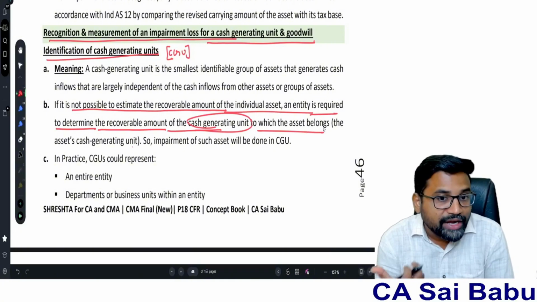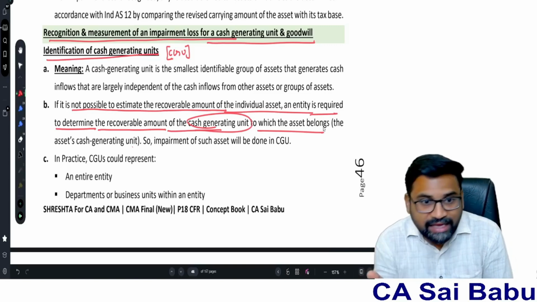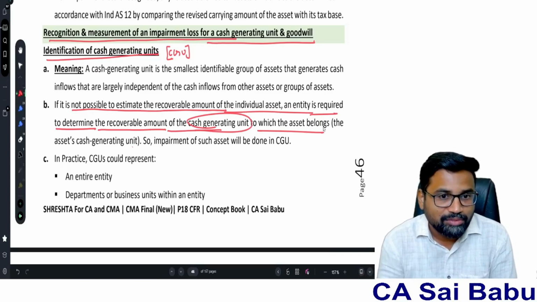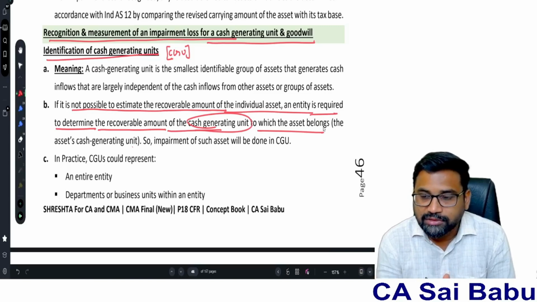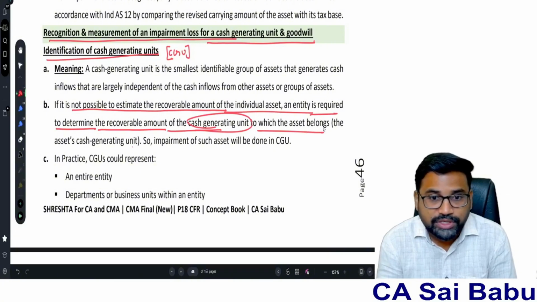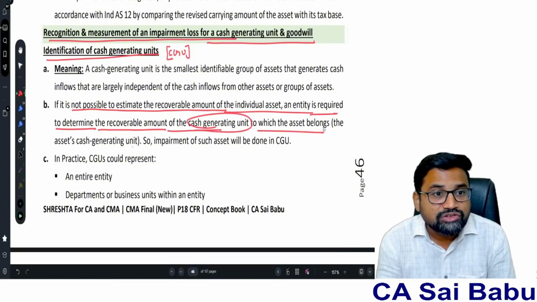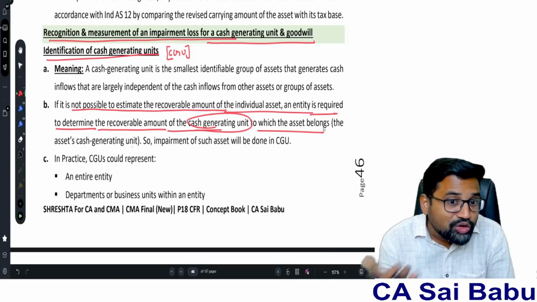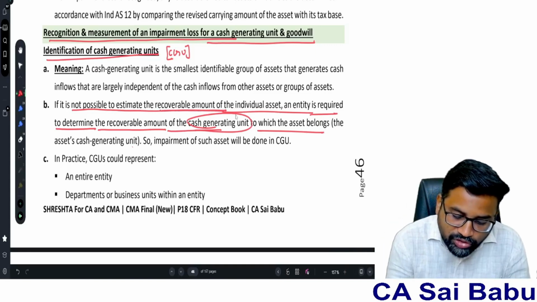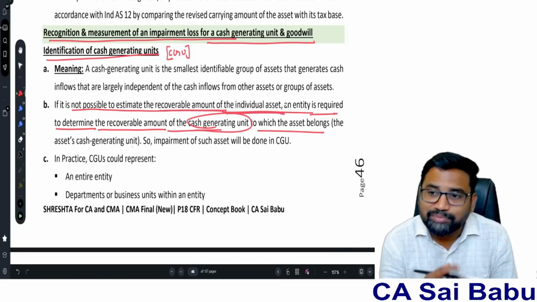Then how to find out the recoverable amount? Without finding recoverable amount, it is not possible to say whether there is an impairment loss or not, because we will compare carrying amount with recoverable value. When the carrying amount is more than recoverable value, then we say there is an impairment loss. But here, to find out the recoverable value, two things are required: fair value less cost of disposal, and second thing is value in use. Value in use means nothing but how much is the future cash flows from this asset. But this asset alone cannot generate cash flows. So that's why finding recoverable amount of each individual asset may not be practically possible.